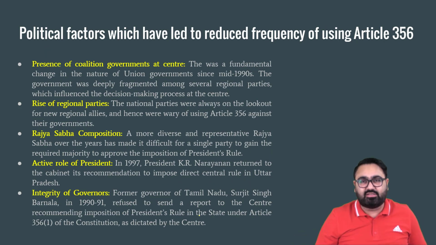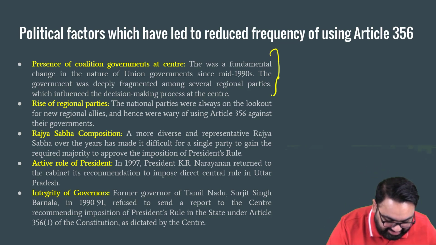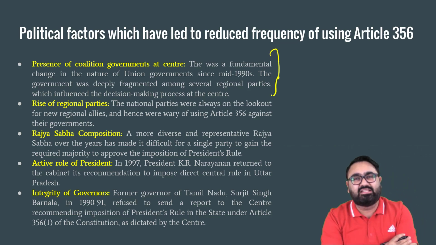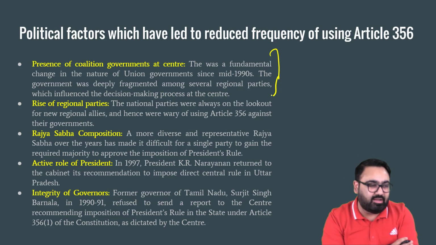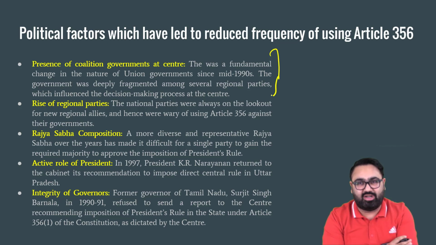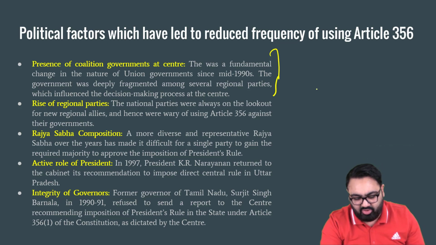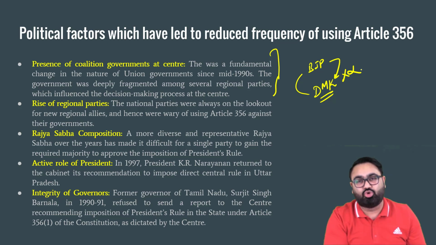Then the political factors, the biggest one being governments at the center. There has been a rise in coalition governments. So earlier, for example, let's assume the ruling government at the center is BJP. Let's say they want to impose president's rule in, let's assume, Tamil Nadu, ruled by DMK. If DMK is supporting BJP at the center, obviously they will not impose president's rule here.